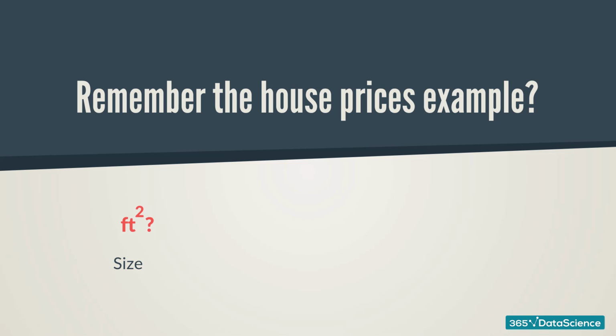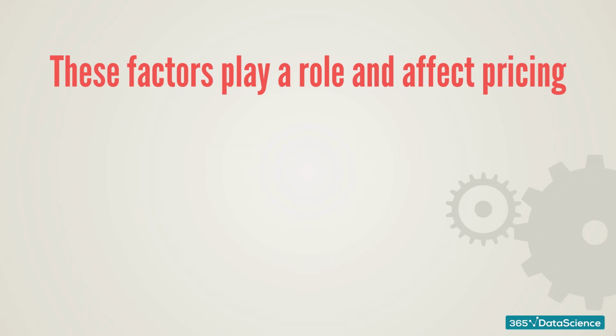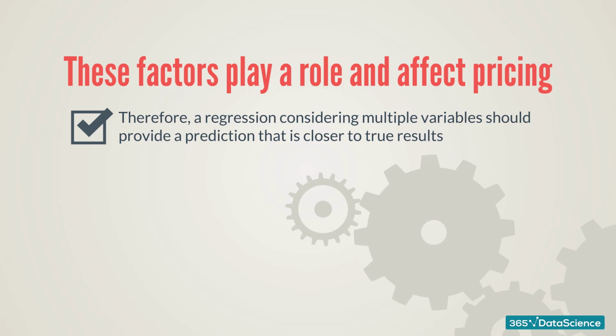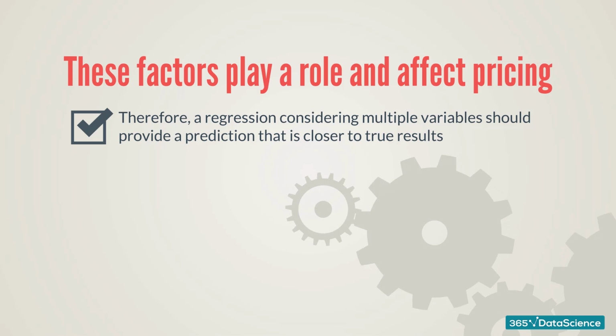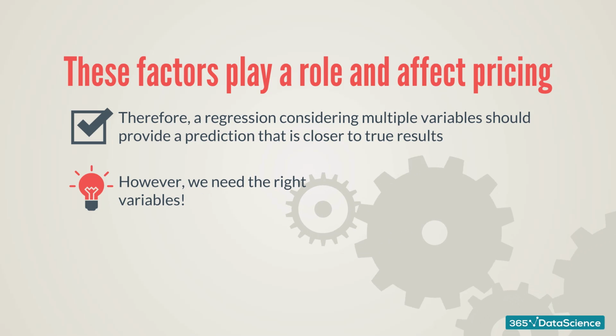When a buyer acquires a house, he usually wants to understand everything about the property. He is interested in the house's size, but he's also interested in its location, number of rooms, current condition, proximity to good schools and transportation, the neighbors living close by, and so on. All these factors play a role and affect pricing. Therefore, a regression that considers multiple variables should provide predictions closer to true results. The main catch is we need the right variables. Otherwise, results could be misleading.